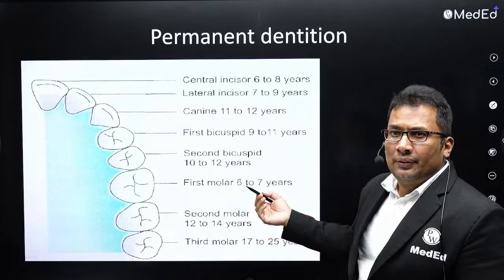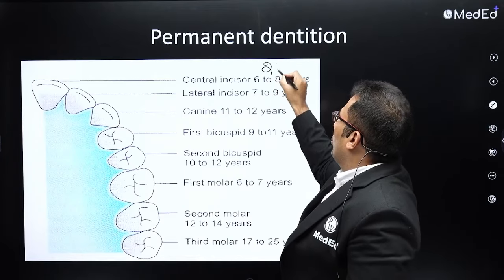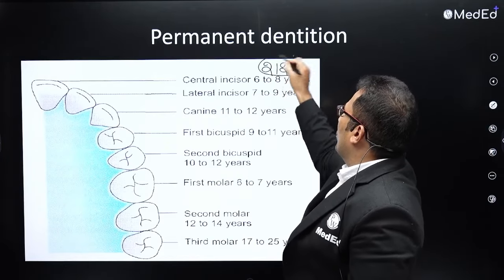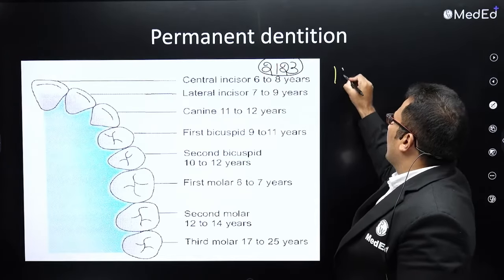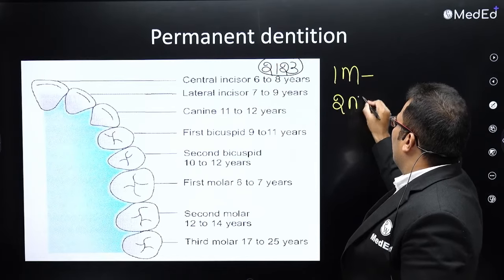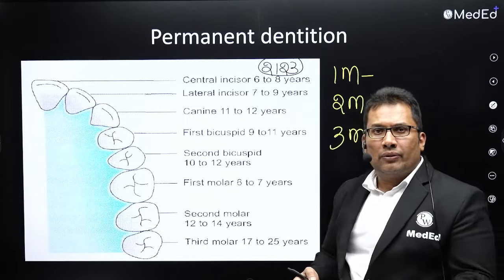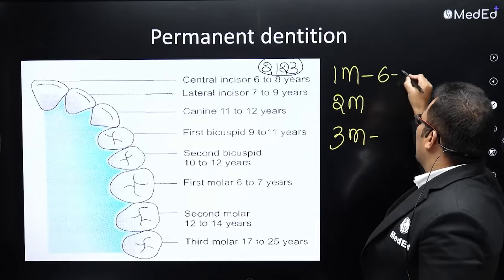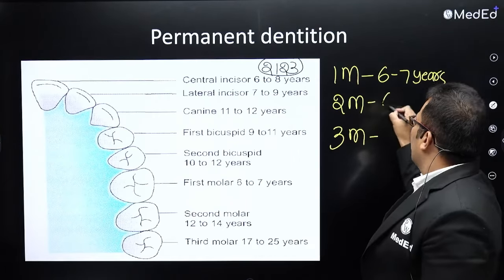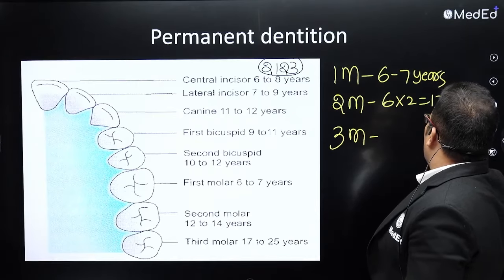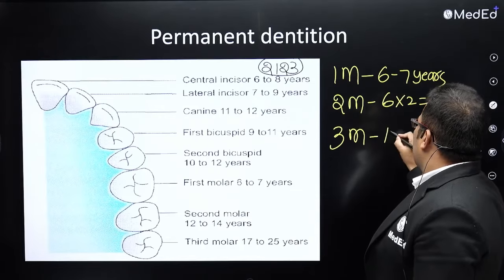Then permanent dentition, what is the formula? 2123. So you can remember like this: first molar, second molar, third molar. First molar, first standard, around 6 to 7 years. Second molar, 6 2s are 12, so 12 to 14 years. Third molar, 6 3s are 18, 17 to 25 years.